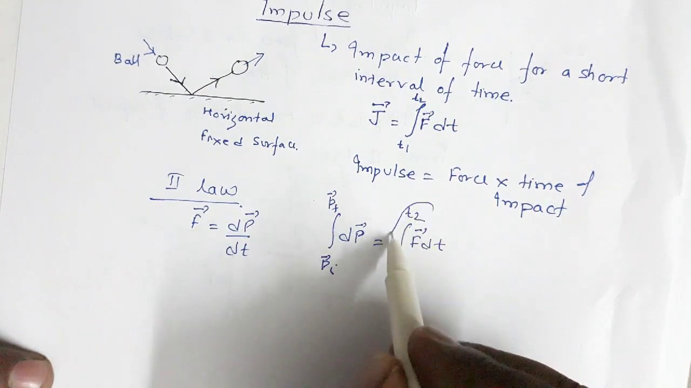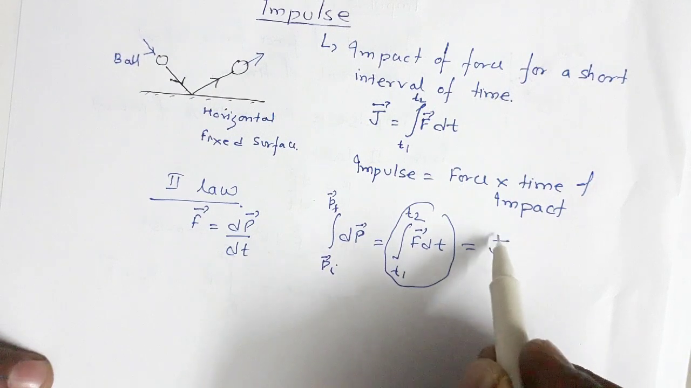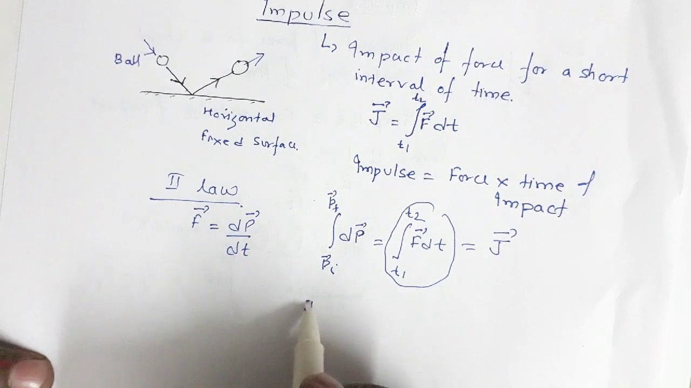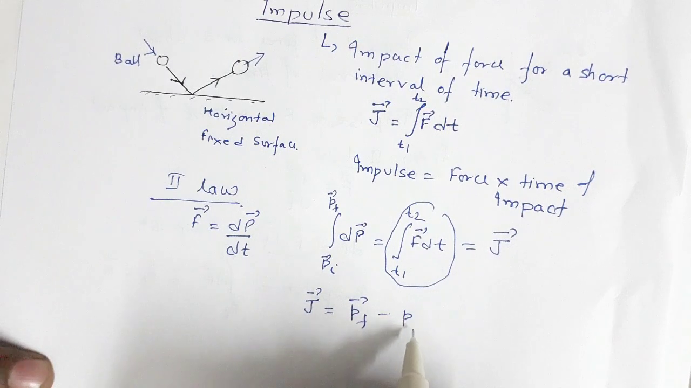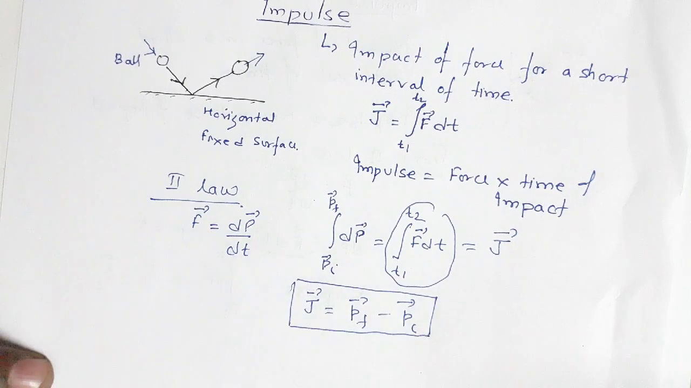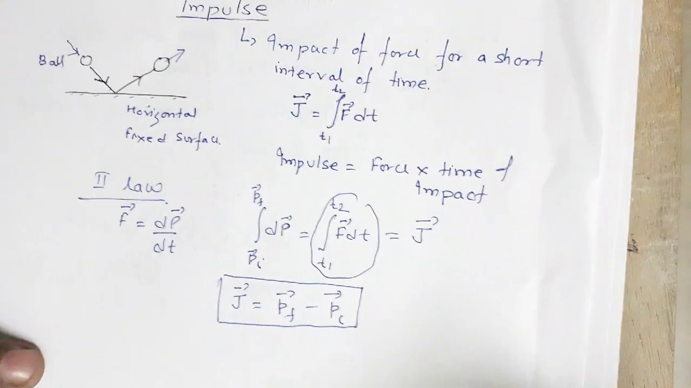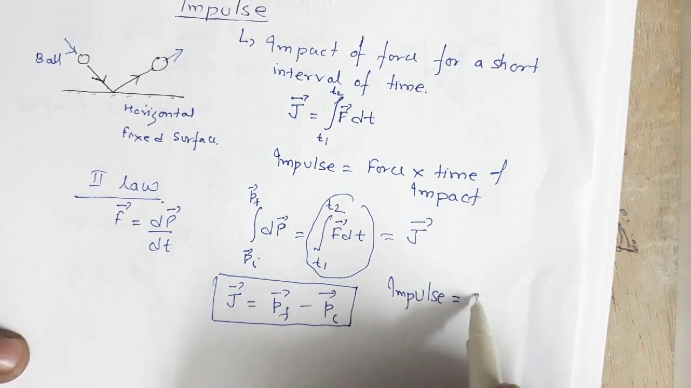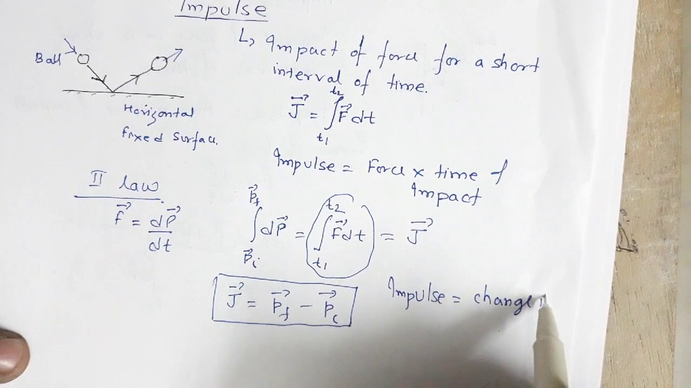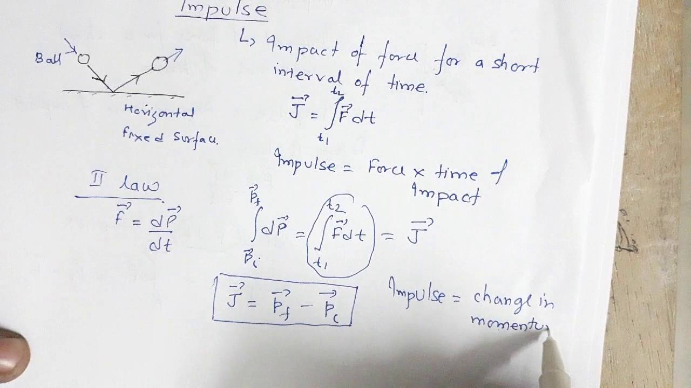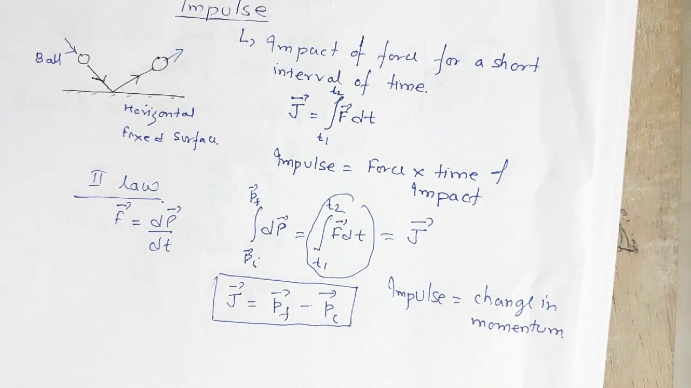Now what is this quantity? This quantity is impulse. And what is this? This is change in momentum. So impulse is equal to final momentum minus initial momentum. This is the mathematical relation between impulse and change in momentum. So impulse is equal to change in momentum.